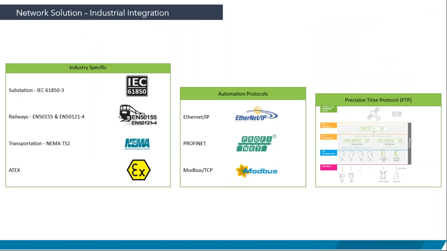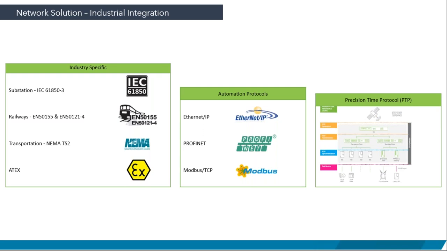Before that, we have to understand what the industrial certification standards are and what the automation protocols are. For power substations, a standard called IEC 61850-3 is mandatory, and we have a few models which comply with this IEC 61850-3. Then for the railway, there is a standard called EN 50155 or EN 50121, and our unmanaged switches comply with these standards. Then NEMA TS2 is also one of the prime certifications which is a must for industrial switches, and here we can confirm that all our managed switches are NEMA TS2 compliant, and we have the certification.